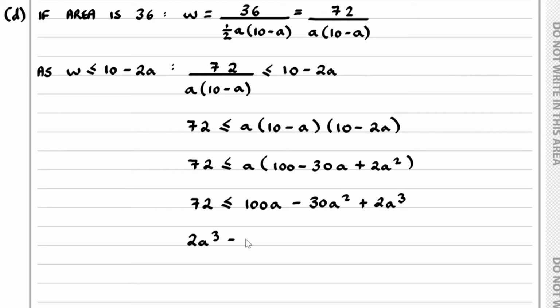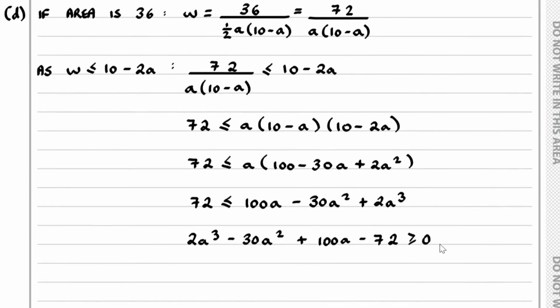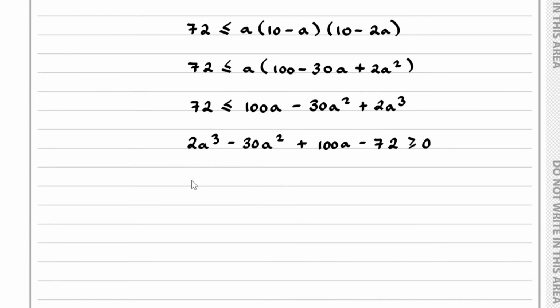2a cubed subtract 30a squared plus 100a subtract 72 is greater or equal to 0, and if I divide through by 2, a cubed subtract 15a squared plus 50a subtract 36 is greater or equal to 0. Now we need to find the critical values.